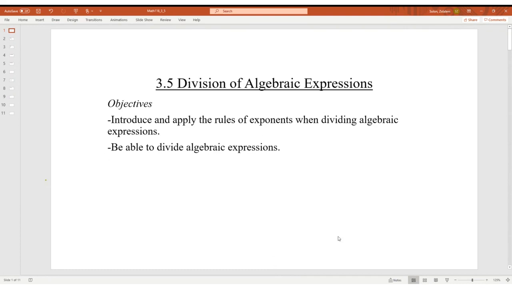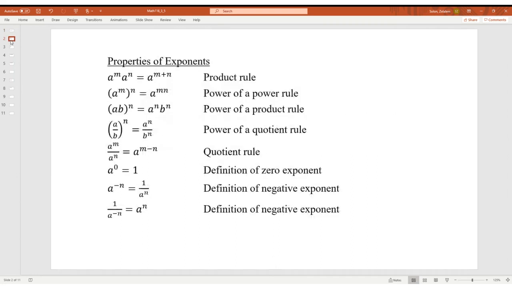Now, last time we saw properties of exponent. Today we're going to review it again. So there are several properties of exponents. The main properties we are going to use for today are these 3 or 4 properties of exponent. So if you have questions, because we are going to learn division, quotient of exponents, you subtract the powers.